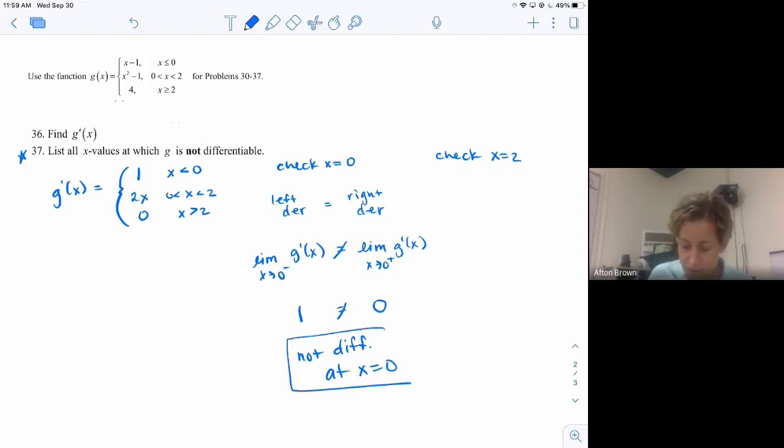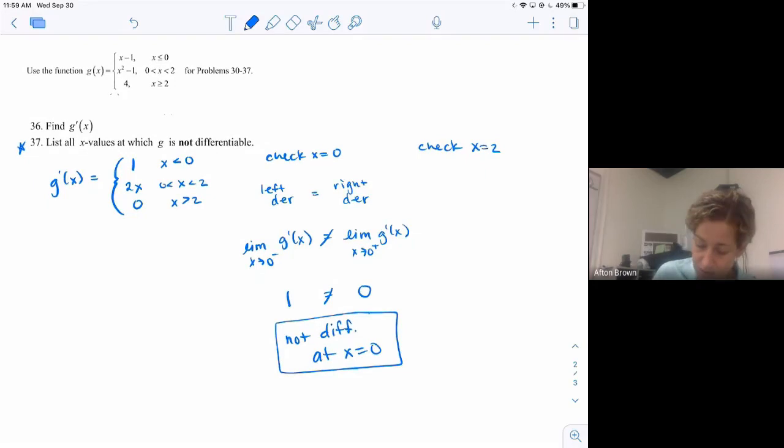So it's not differentiable at x equals 0, which means on 36, when I wrote it, I cannot have an equal to bar there. Neither of those can have an equal to bar because the derivative does not exist at 0. If I check at 2, I'm going to do the same thing. I'm going to take the limit as x approaches 2 from the negative side of the derivative. So notice I'm writing g prime. And I want to see, does this equal the limit as we approach from the other direction?